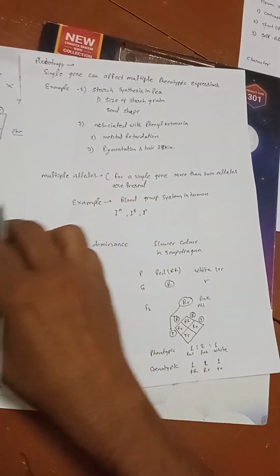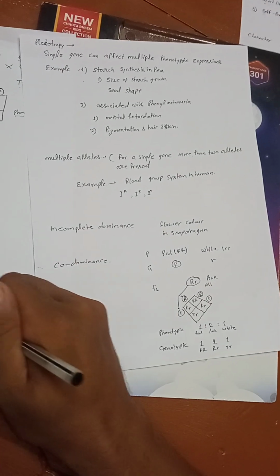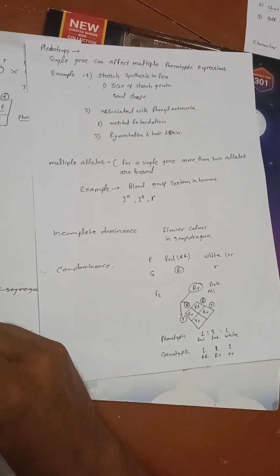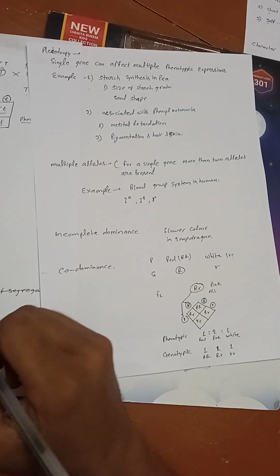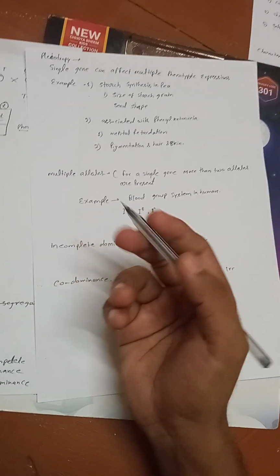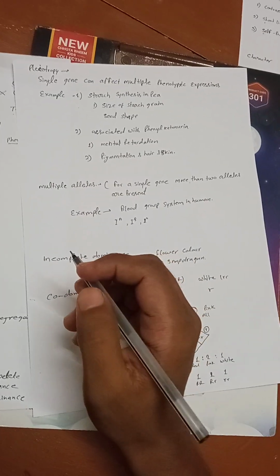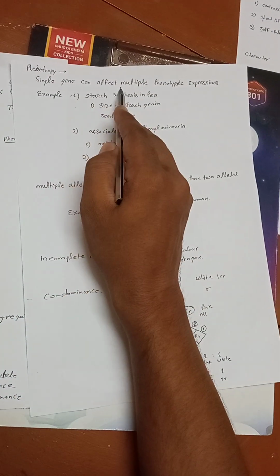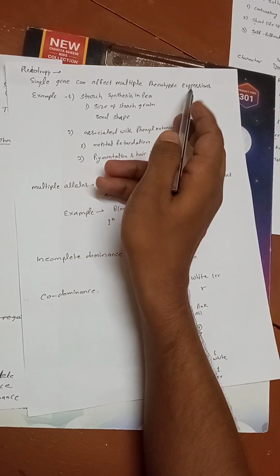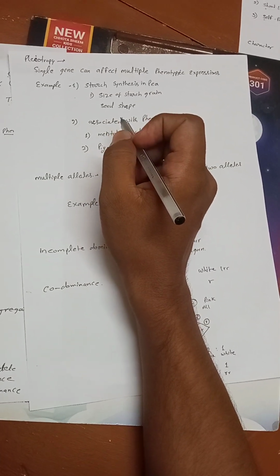For the first proposition, the exception is pleiotropy. The first proposition says that every character is controlled by a discrete unit, the factor. What is pleiotropy? Pleiotropy says a single gene can affect more than one phenotypic expression.